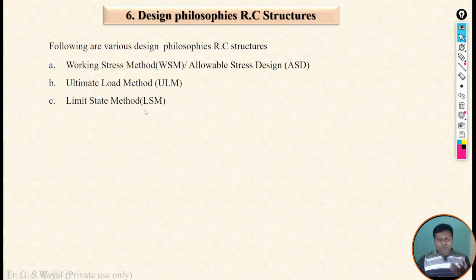The short forms are: the working stress method is called WSM, allowable stress design is ASD, the ultimate load method is ULM, and the limit state method is LSM. Basically we are using these two methods, LSM and WSM. We will see what is meant by the limit state method, the working stress method, and the ultimate load method in the next video.